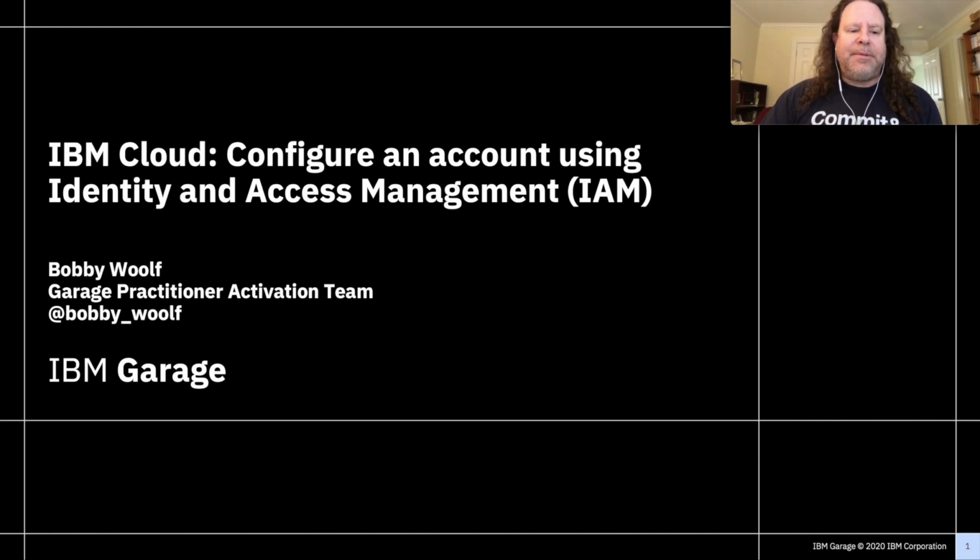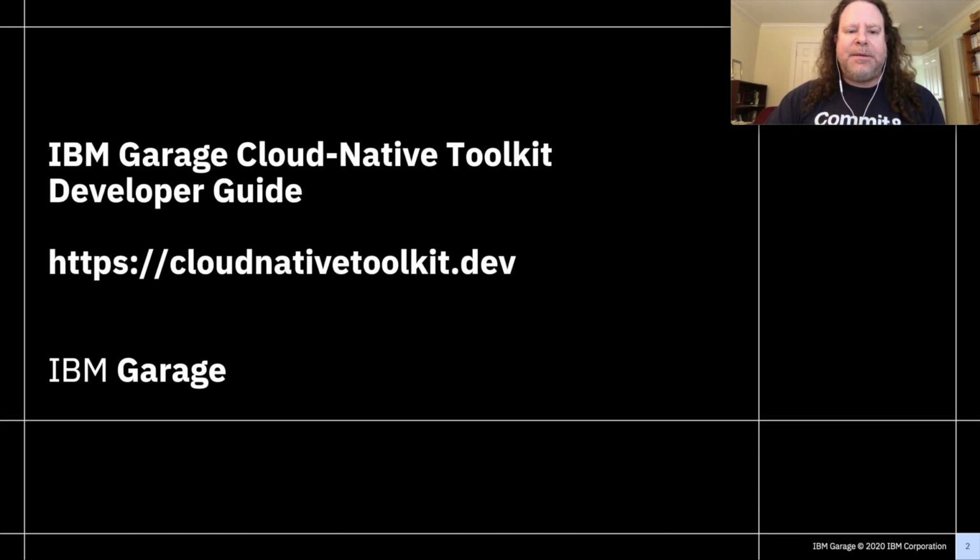I work in the IBM Garage, and today I'm going to walk you through a process to help you configure an account in IBM Cloud so that you can control who can do what. We're going to do that using a feature in IBM Cloud called Identity and Access Management, IAM. This procedure is documented in our developer guide for the IBM Garage Cloud-Native Toolkit. That guide is available at cloudnativetoolkit.dev. So let's go take a look at that.